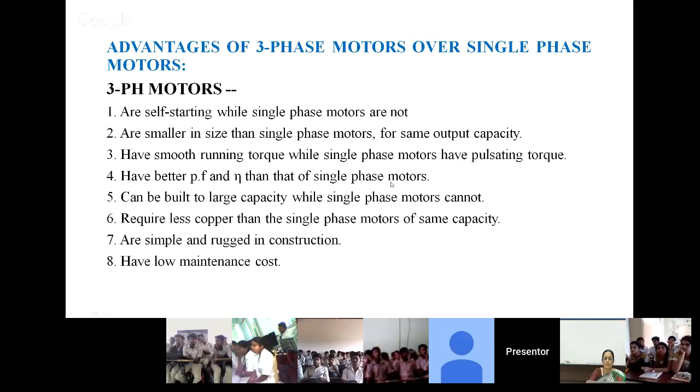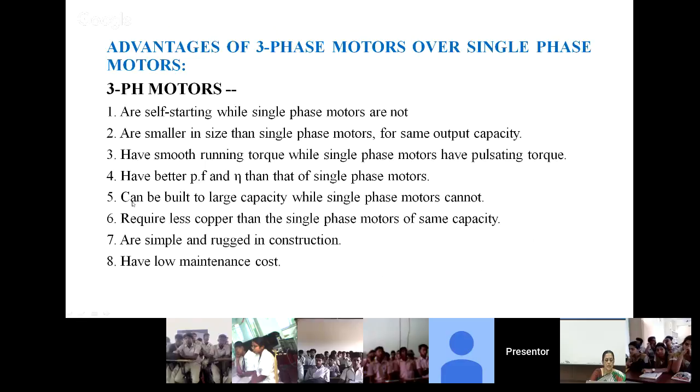Advantages of three-phase motors over single-phase motors. Three-phase motors are self-starting, while single-phase motors are not self-starting. Three-phase motors are smaller in size than single-phase motors for the same output capacity. Three-phase motors have smooth running torque, while single-phase motors have a pulsating torque. Three-phase motors have better power factor and efficiency than that of single-phase motors.